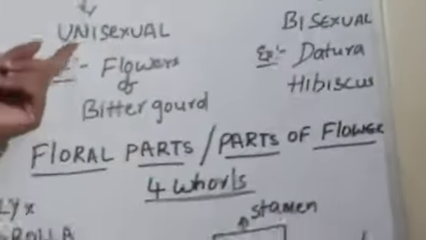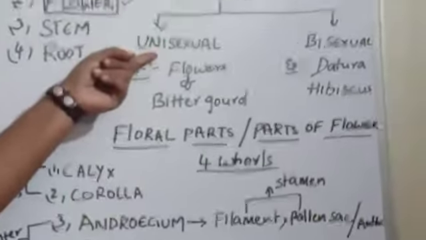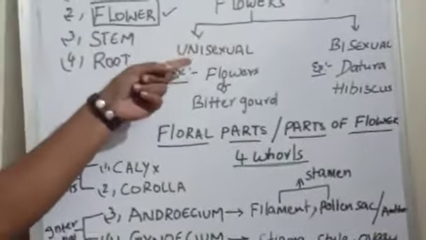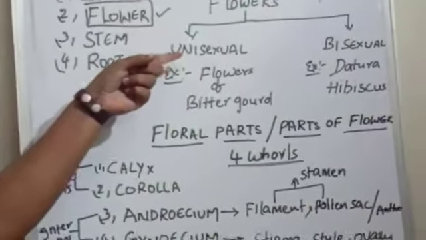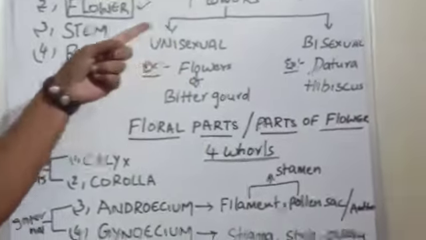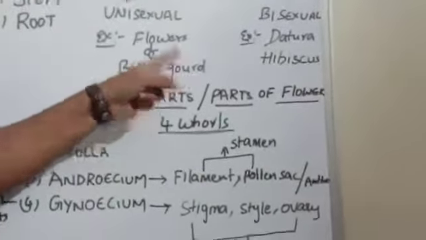Flowers are of two types, unisexual flower and bisexual flower. The name itself indicates that uni means only one or single. A flower which contains either a male reproductive part or a female reproductive part is called a unisexual flower. An example of such flowers is the flowers of the bitter gourd.